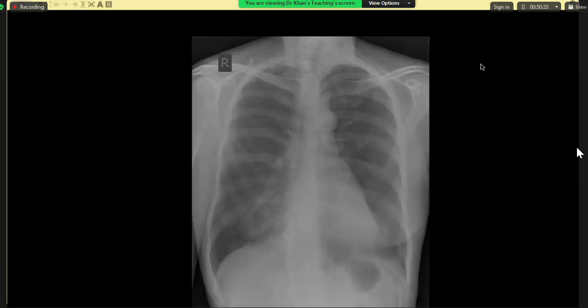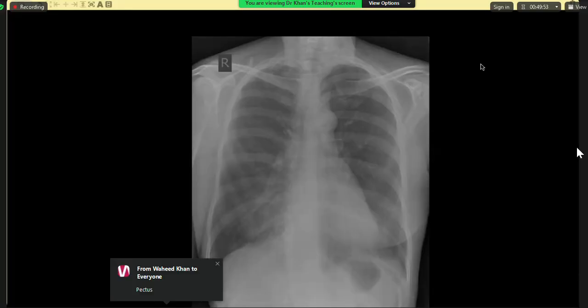This is a 38-year-old female who has got thoracic cage pain. Okay, this is a chest radiograph, frontal projection, of a 30-year-old female having a history of chest pain. The density of the radiograph is not clear.